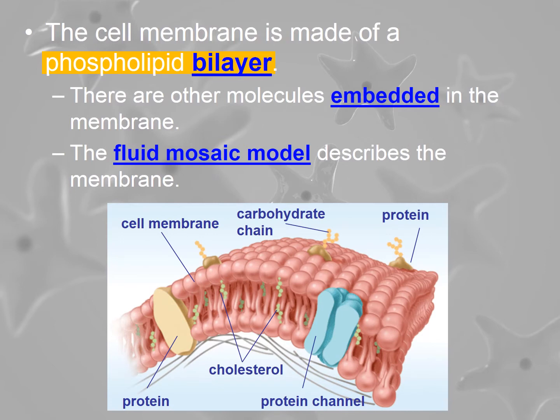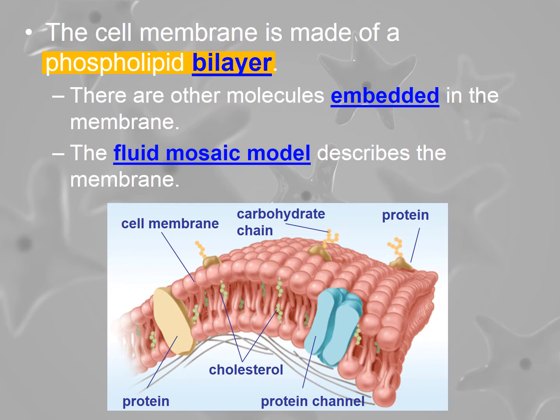Here, you can see the cell membrane is made of a phospholipid bilayer. Please highlight phospholipid bilayer. And there are other molecules embedded in the membrane. It's not just all these phospholipids, there's other stuff in there. And because there's so many different things scattered throughout the membrane, they call it a fluid mosaic model to describe the way that the membrane looks. If you've ever seen a work of art that they call a mosaic, you can see how it has lots of different colors or textures to it. That's probably why they use this term, because the cell membrane has lots of different things in there.